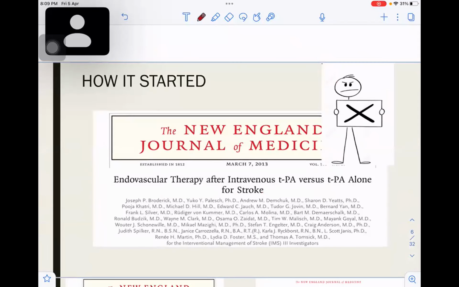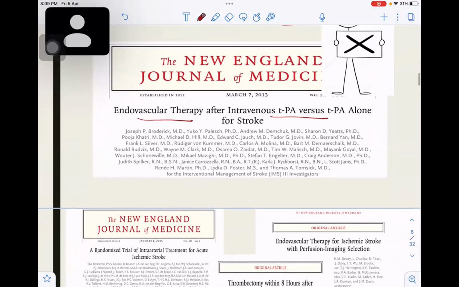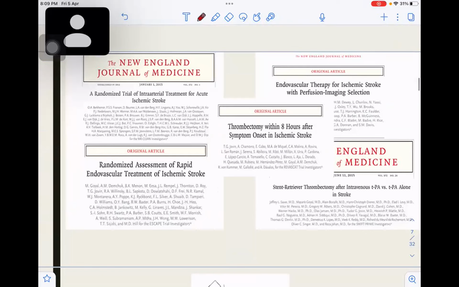How it started was in 2013, when an important trial happened, the IMS 3 trial, which compared endovascular therapy with IV alteplase, and said that endovascular therapy did not have any benefit and it is futile to do this procedure. So in 2013, they said that mechanical thrombectomy is not indicated for stroke. Then a drastic change happened. In 2015, there were multiple trials, like the MR CLEAN trial, and the ESCAPE trial.